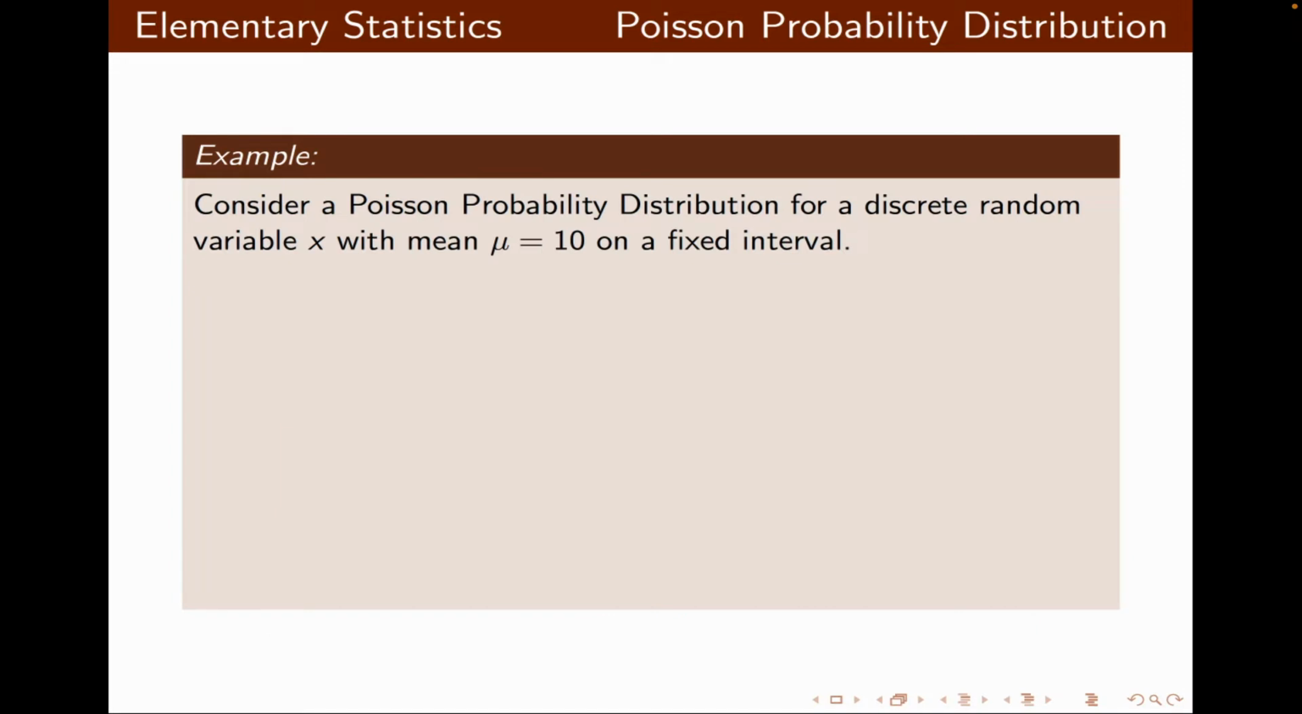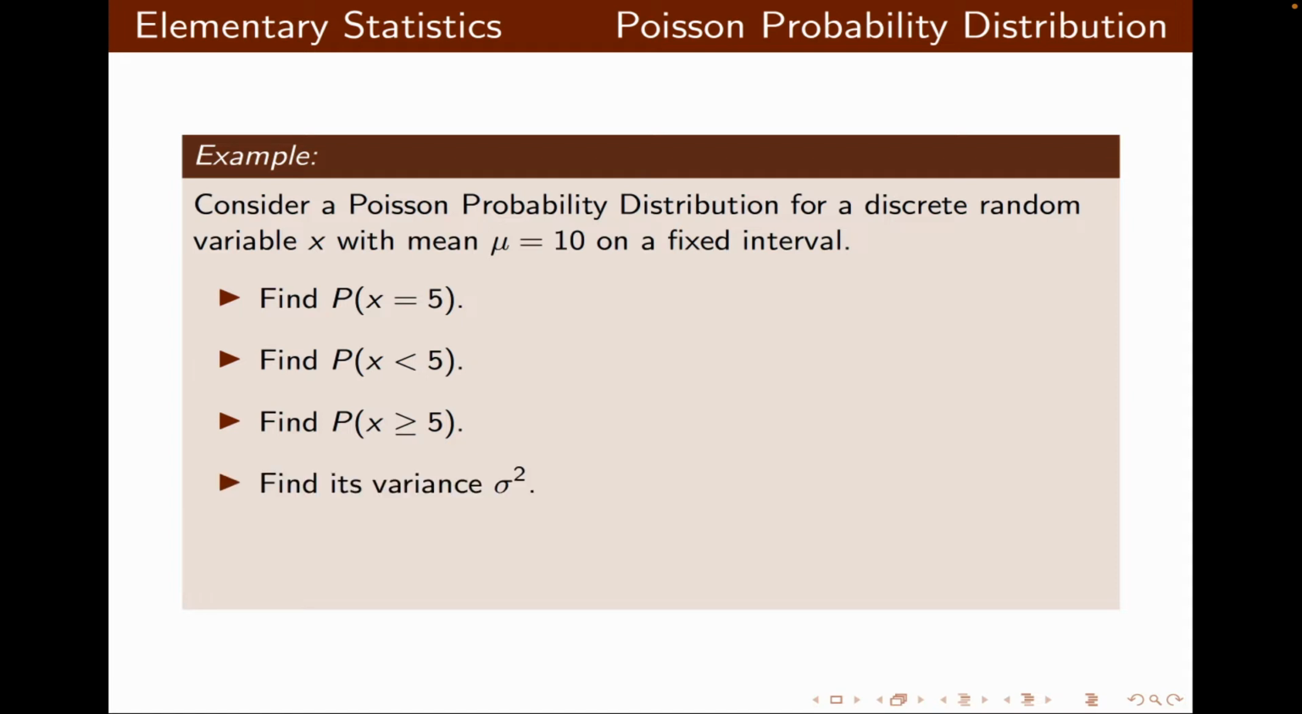Consider a Poisson probability distribution for a discrete random variable x with the mean of 10 on a fixed interval. We want to find probability that x is 5. We also want to find probability that x is less than 5. We want to find probability that x is greater than or equal to 5. Find a variance, and also find a standard deviation.